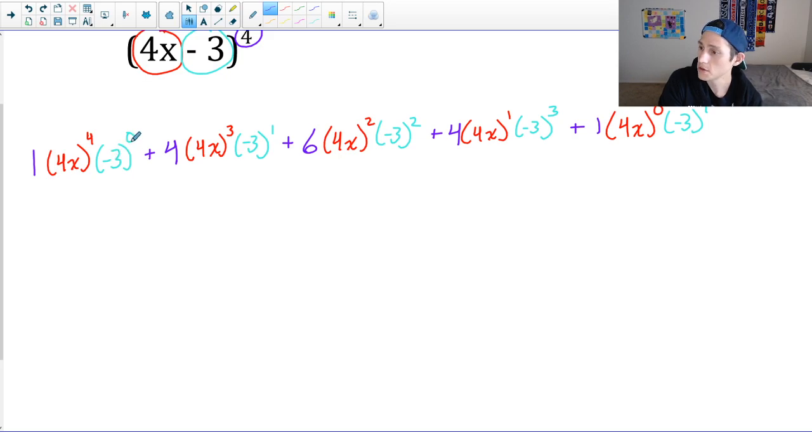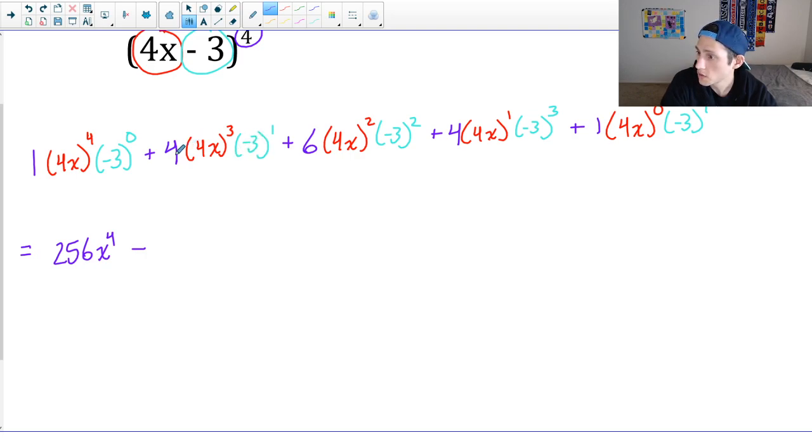Negative 3 to the 0th is just 1, so 1 times 1. So all we have is 4x to the 4th. What is 4 to the 4th? 256, right? Yeah, 256. Had to punch that in to make sure. 256x to the 4th. Again, negative 3 to the 1st power. There are no other negatives here, so that will just make this negative.